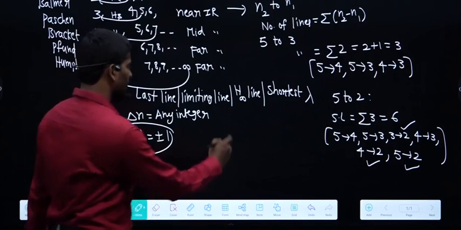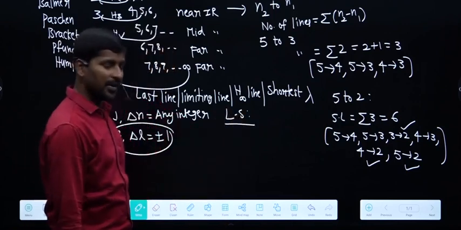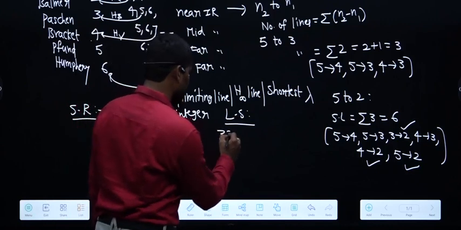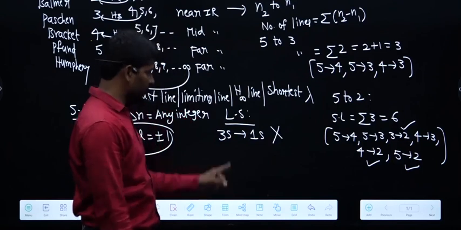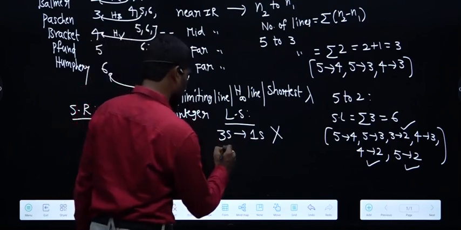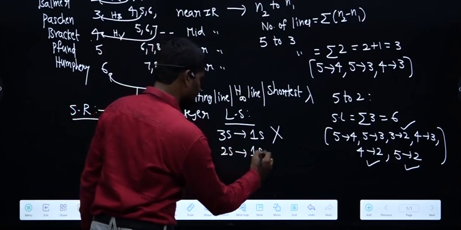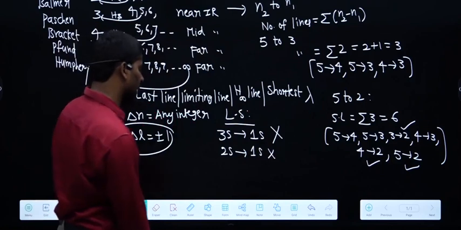For example, if you take Lyman series, means higher energy levels to first level. For example, 3s to 1s, whether it is allowed or not allowed? Not allowed, since delta L is 0, 0 minus 0, that is 0. Delta L is 0, not allowed. 2s to 1s, not allowed. Higher energy levels to first level, that corresponds to Lyman series.